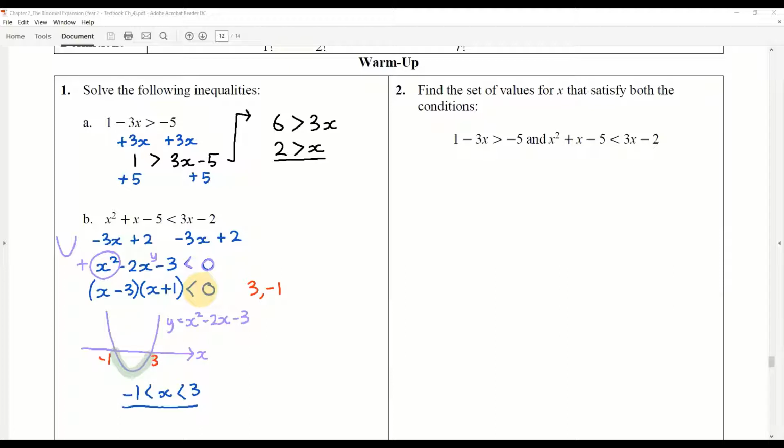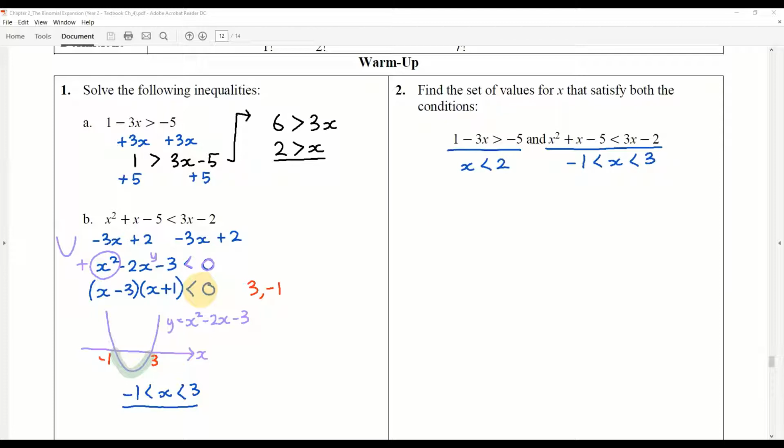All right, now moving on to question 2. The eagle-eyed among you will notice that we've actually solved both of these inequalities here, which is good news. So I'm just going to jot down the solutions again. I'll write it the other way around. So x is strictly less than 2. And for this region, x is between, or can be anywhere between -1 and 3, which will satisfy that inequality, the quadratic inequality.